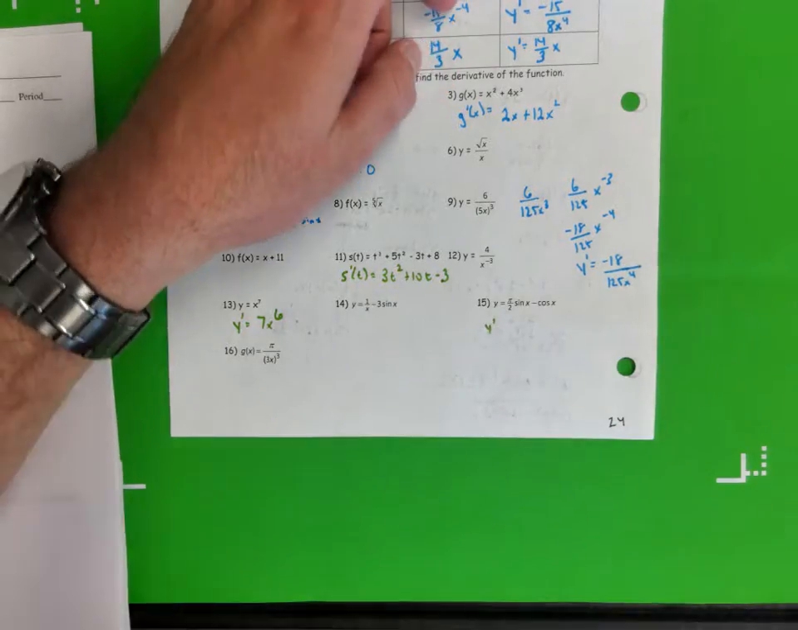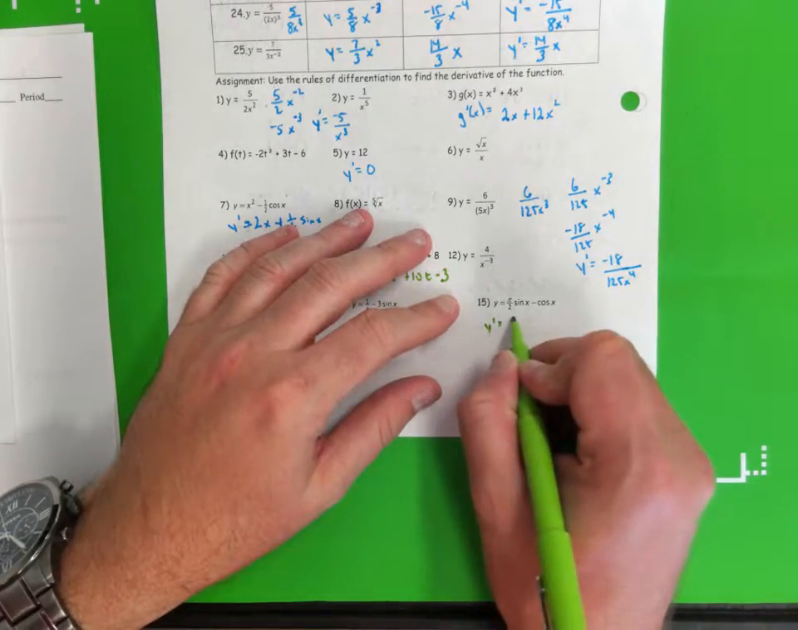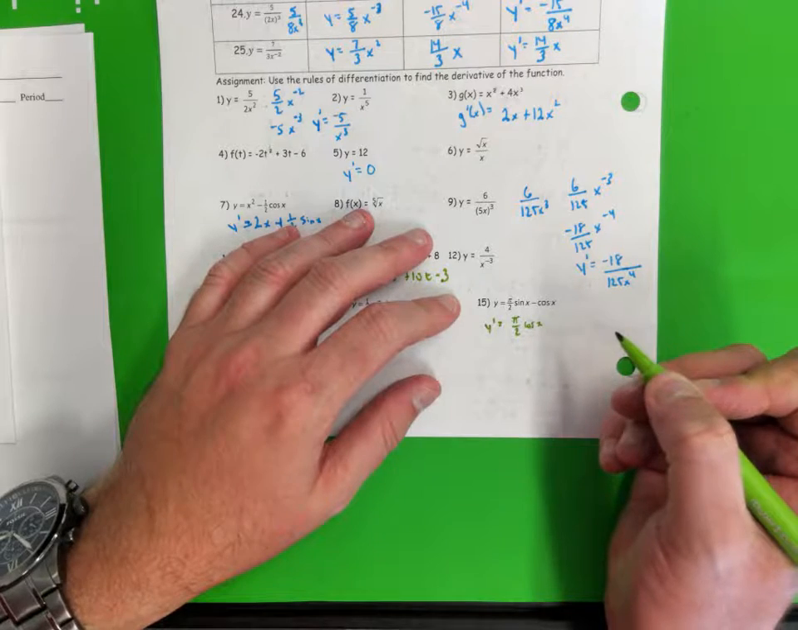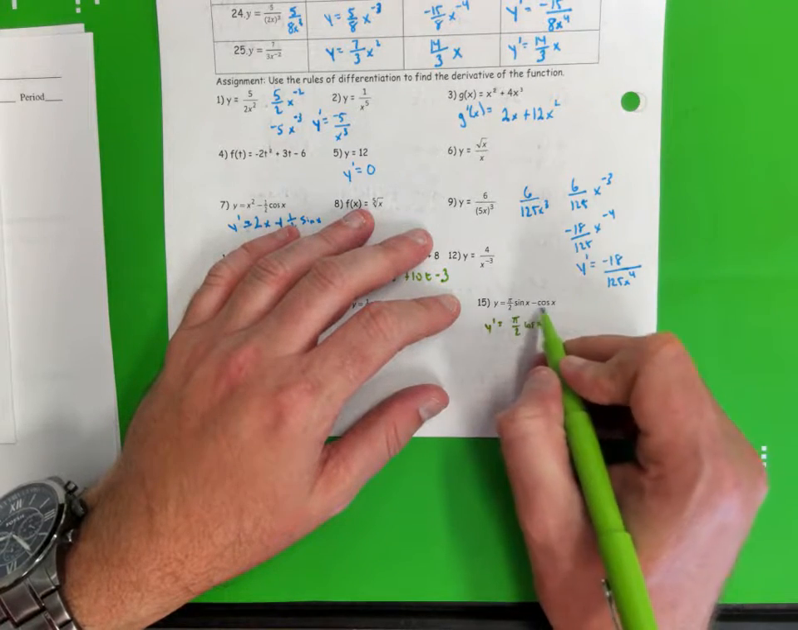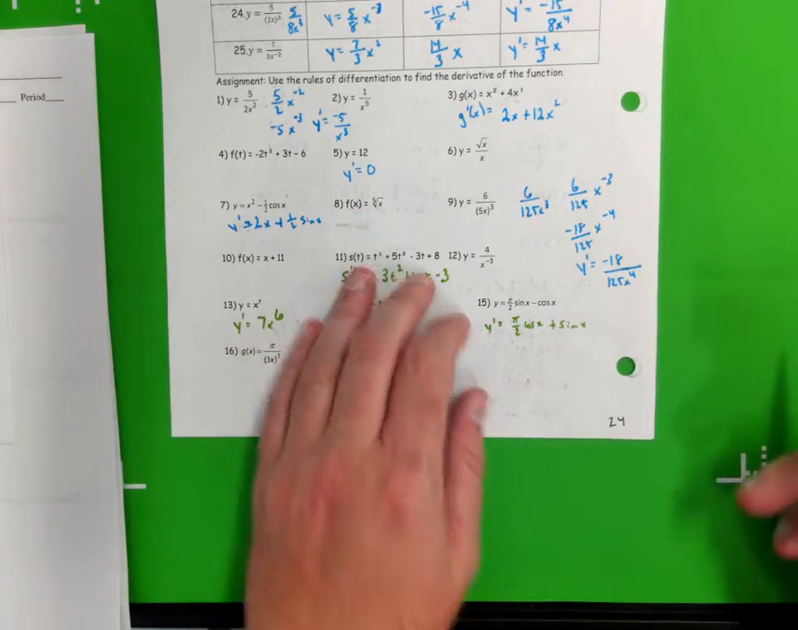2 terms on number 15. And they both involve the trig, so what you're going to do is find the trig derivative of each of them. What's the derivative for sine? Cosine. What's the derivative of cosine? Negative sine. So I got a negative sign, which will be what? Very good. I'm giving you 2 minutes to do number 2.